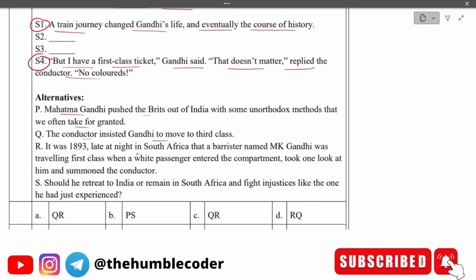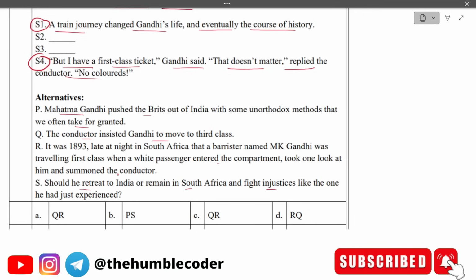It was 1893 late at night in South Africa that a barrister named M.K. Gandhi was traveling first class when a white passenger entered the compartment, took one look at him and summoned the conductor. Should he retreat to India or remain in South Africa and fight injustices like the one he has just experienced?